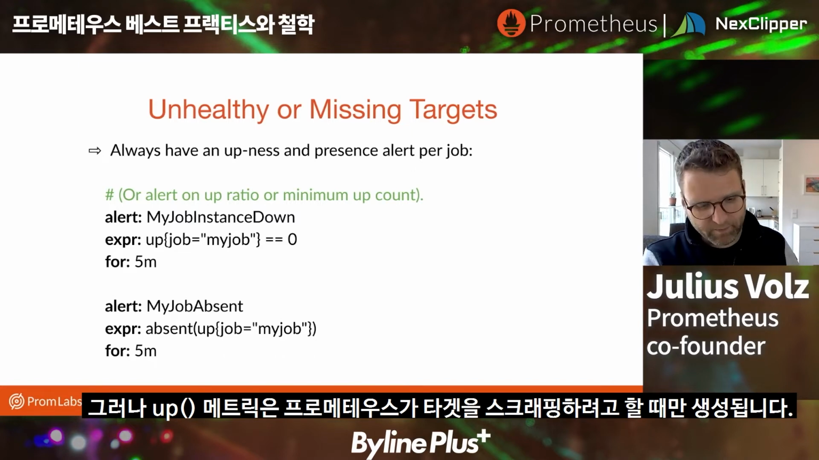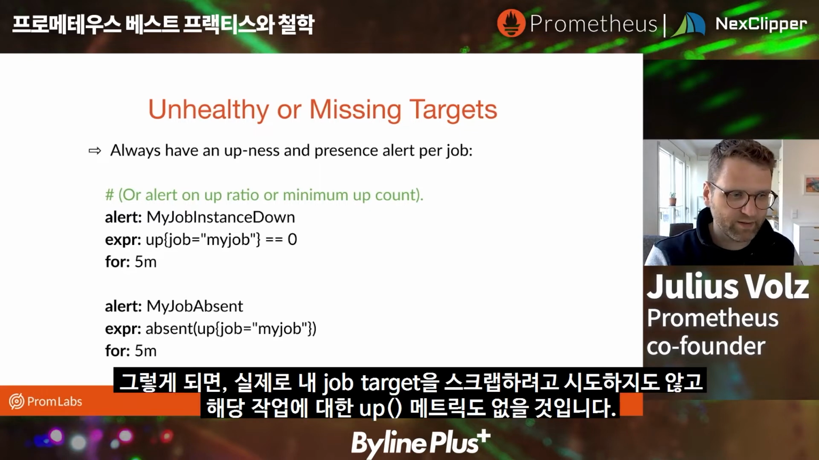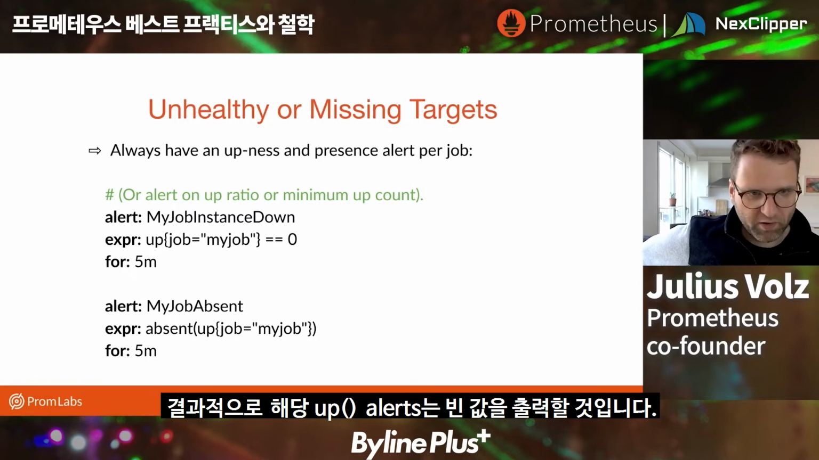But then secondly, that up metric will also only get created when Prometheus is even trying to scrape your target. So imagine if Prometheus had a problem talking to service discovery, or you had misconfigured it for some reason, and it wouldn't actually even try to scrape the my job targets, then there would be no up metric for that job. And even that up alert would completely produce an empty output, although it shouldn't, right?